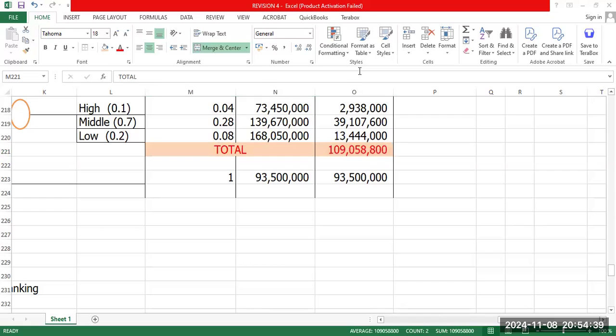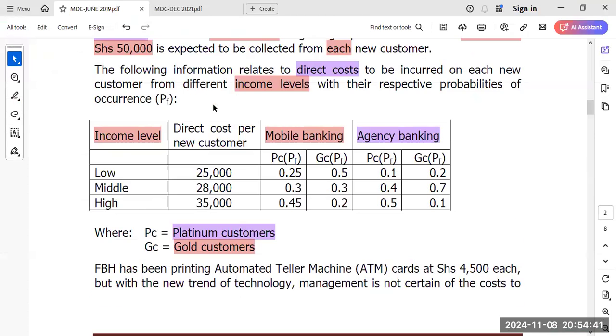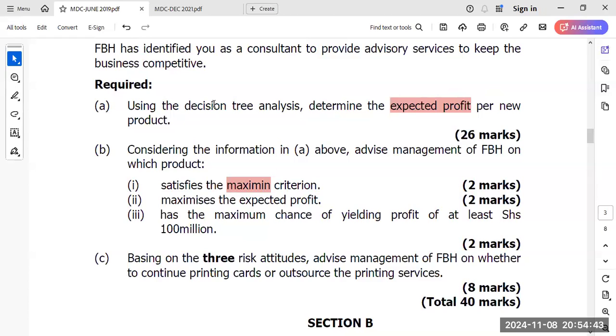26 max. Yeah. 26 max. Can we stop here or we handle part B? We handle part B.